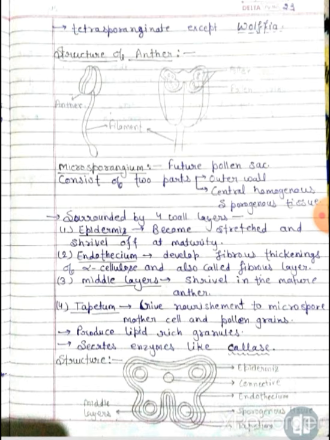And next, here is the structure of a pollen sac. You can see the layers are given, and the connective tissue is also shown: middle layer, epidermis, tapetum, and endothecium. You can easily see them and clarify it.